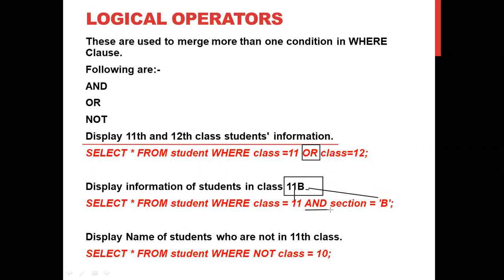The next: display the names of students who are not in 11th. It means who are not in class 11th, maybe in 10th, 12th, 6, 7, 8, but not in 11th. Then we are using the logical operator, that is not. Okay, that is not. We write select star from student where not class equals to 10. Okay, it's clear.